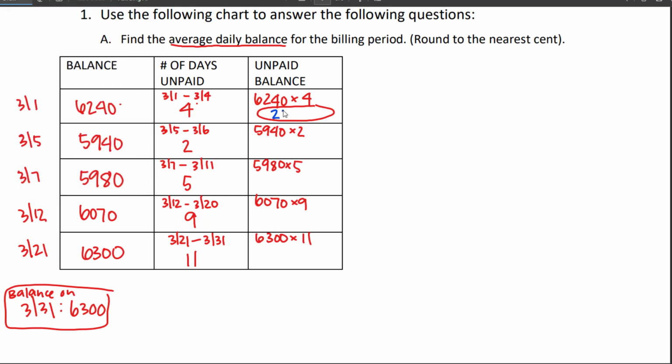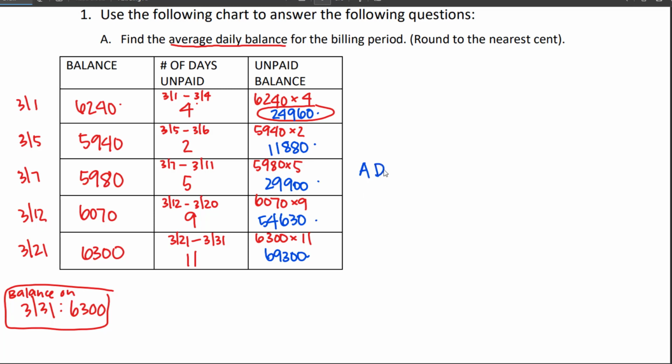So 24,960, 11,880, 29,900, 54,630, and then 69,300. All right. These 5 numbers is what we need to calculate our average daily balance.